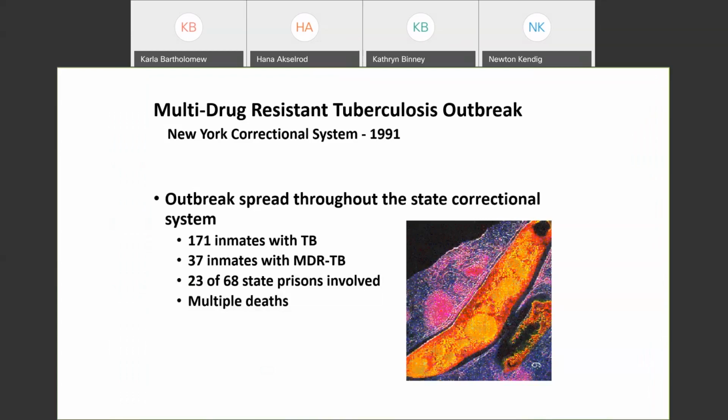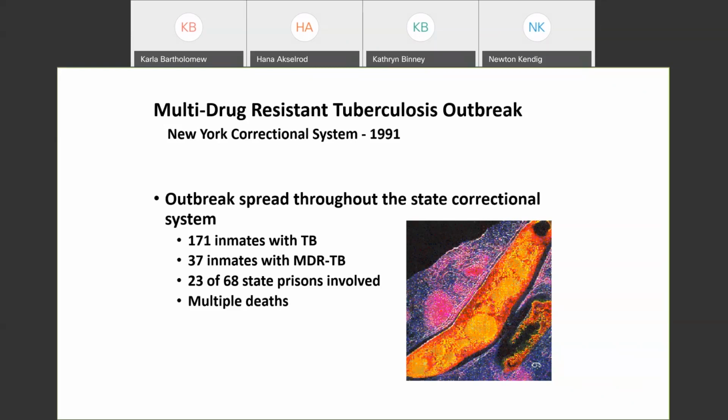It spread from a state hospital where inmates with TB transmitted it one to another, and then those inmates went to state facilities throughout the state of New York, eventually affecting 23 of 68 state prisons. Many of these were multi-drug resistant, difficult to treat, with multiple patient deaths.